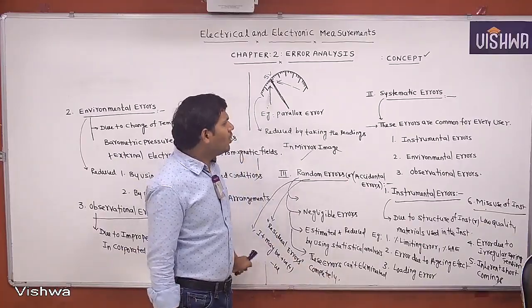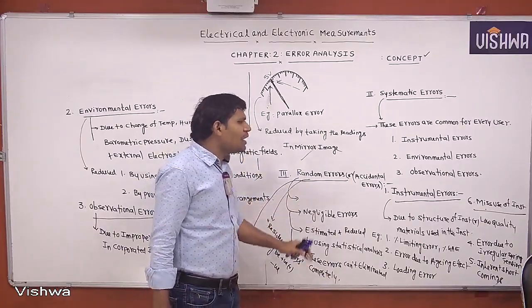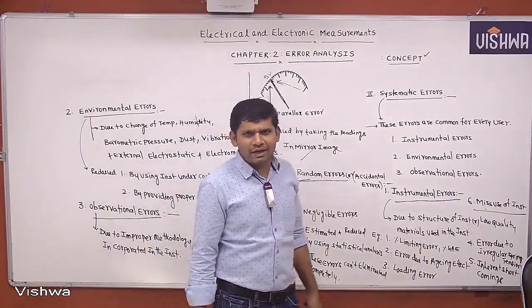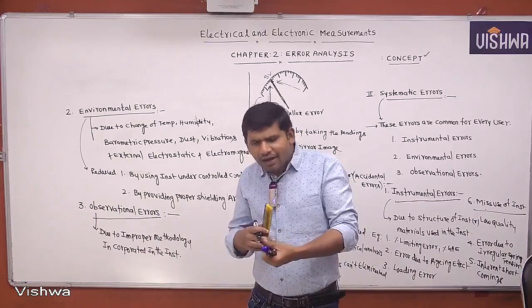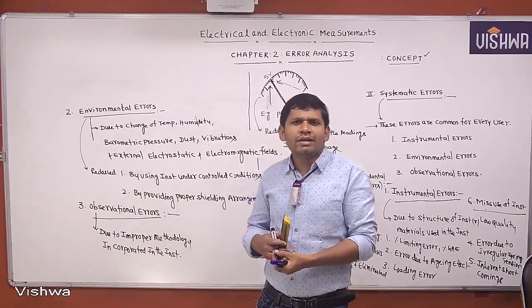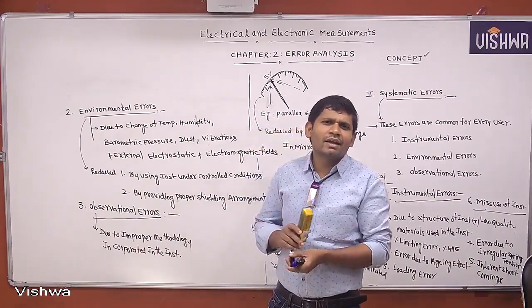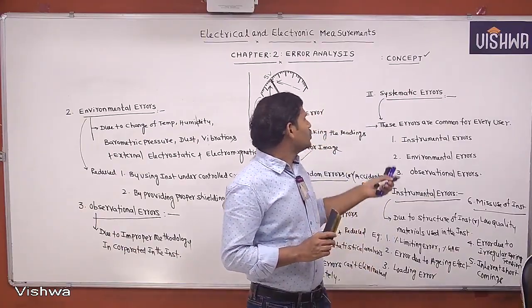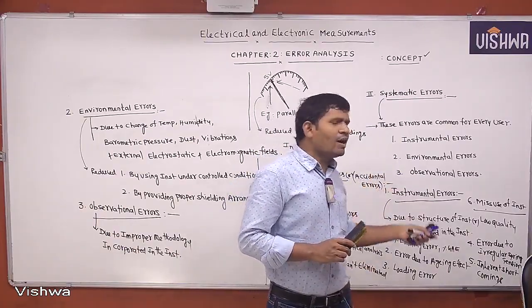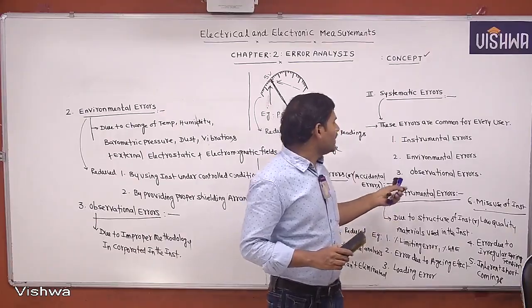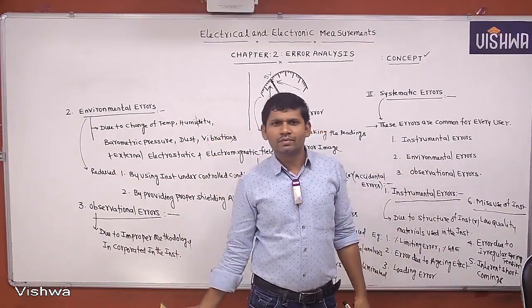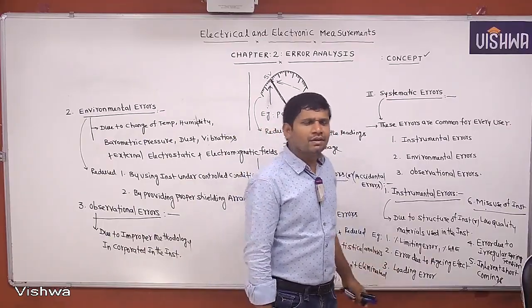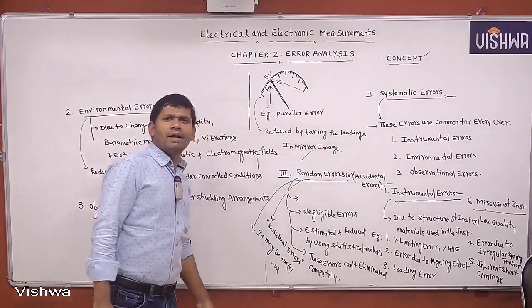Okay, this is about the different types of static errors. One is gross errors, another is systematic errors, third is random errors. What are the systematic errors? Instrumental errors, environmental errors and observational errors. The reason for each of these I explained in detail. Clear? Concentrate. This is one concept in error analysis.